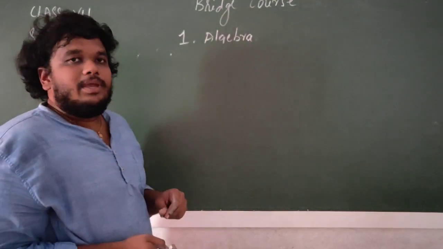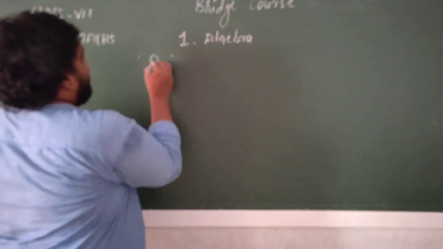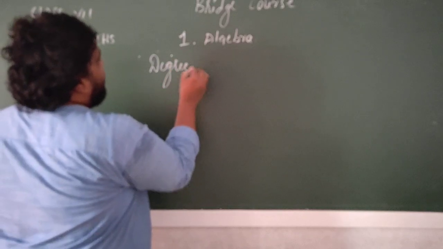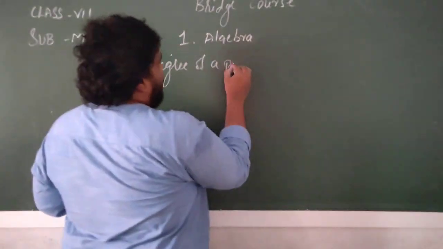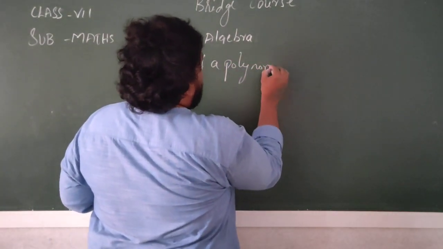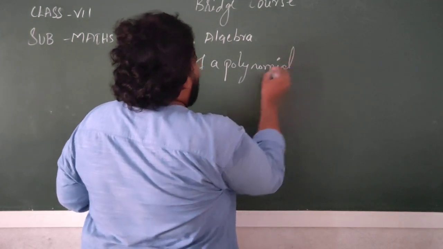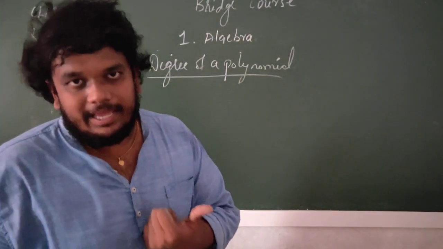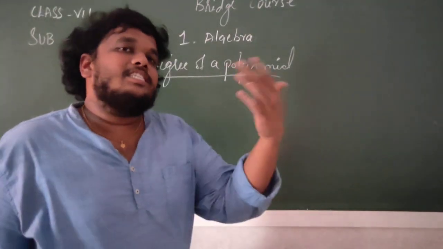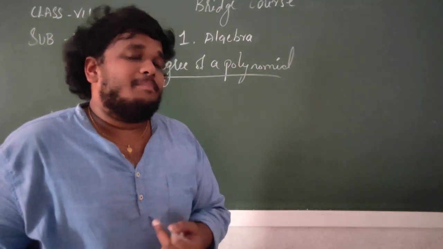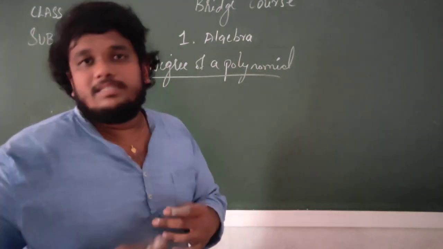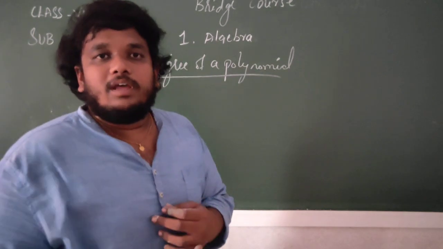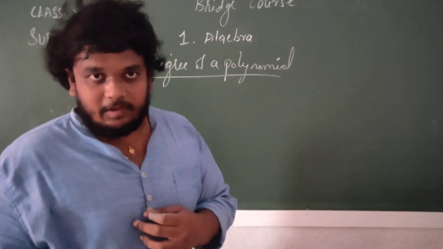So what is meant by the degree of a polynomial? The highest power is known as the degree of a polynomial. In an expression, the highest power. The powers can be present only with the variables, right? We have seen this in the exponents chapter.